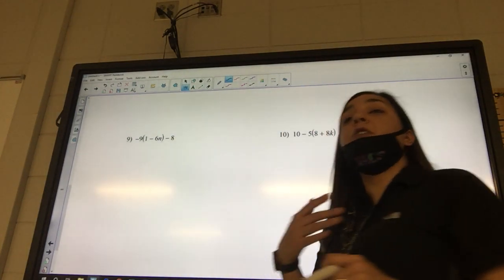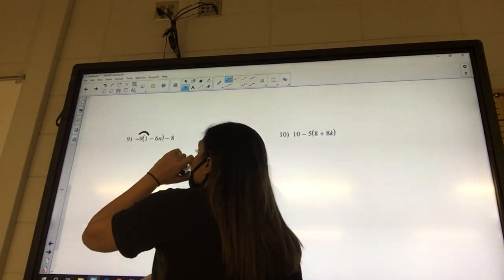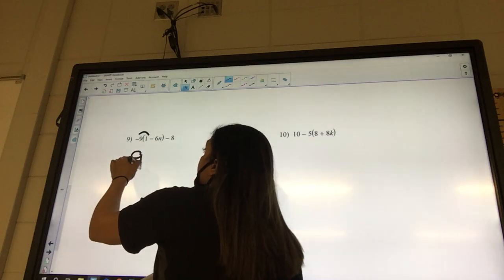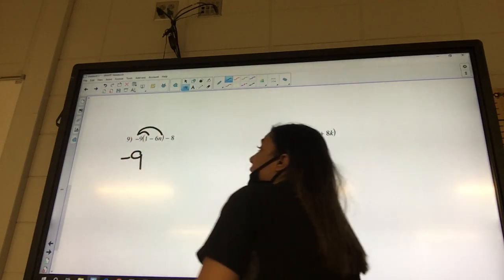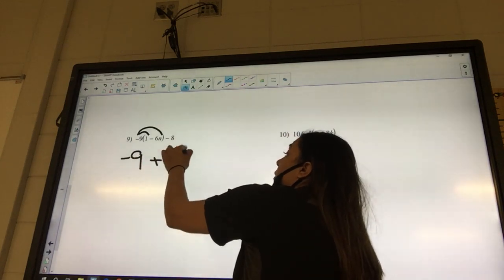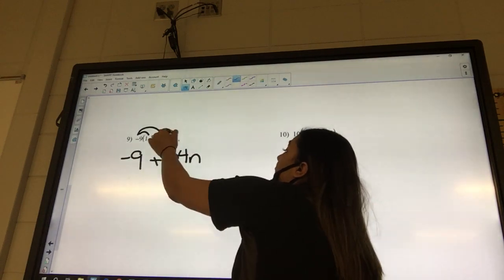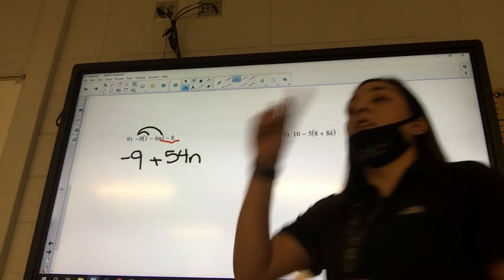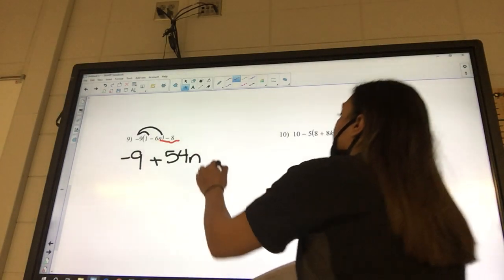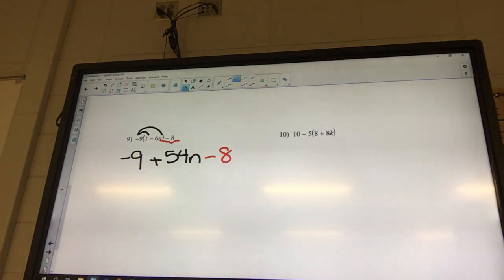So always you're going to distribute first. So that's going to be your first step. So negative 9 times 1 is negative 9. Negative 9 times negative 6 is going to be plus 54n. And then over here we have this minus 8. We don't actually distribute to that because it's not inside the parentheses. And so you need to write that one down. So we've distributed. Now we're ready to combine our like terms.